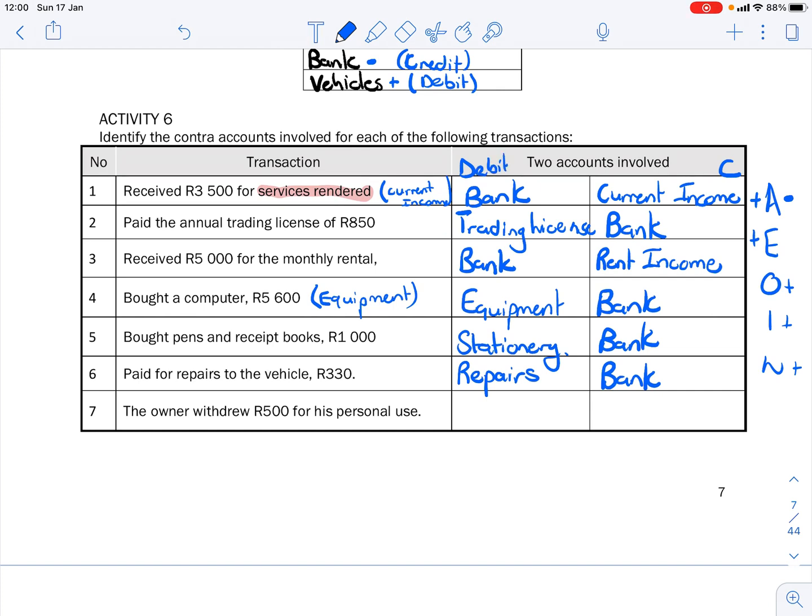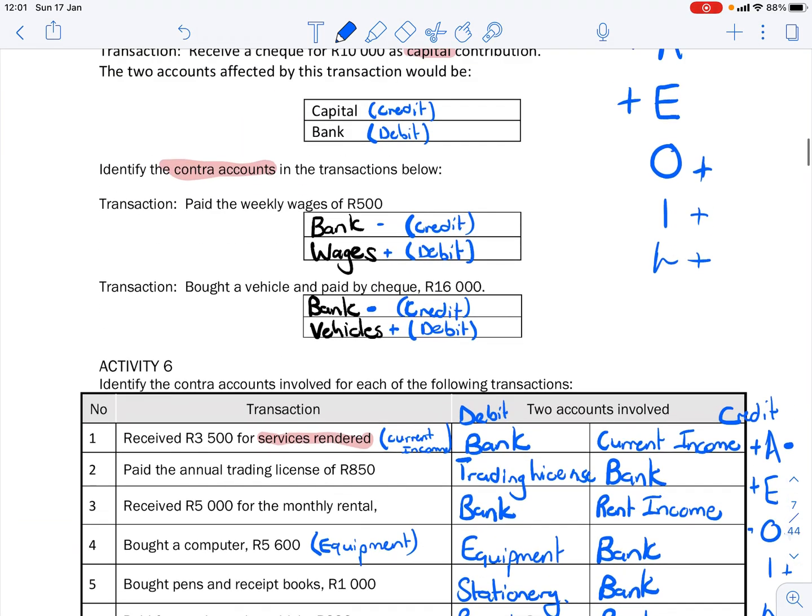Let me just write in debit and credit here. Sorry, guys. Finally, the owner withdraws 500 Rand for his personal use. Remember, when the owner takes out money or when we have drawings, it decreases the business's bank account. And the reason why we debit drawings is because, yes, drawings has a negative effect on owner's equity, but we would need to debit it when it does increase or when it takes place. So that is activity 5 and 6.